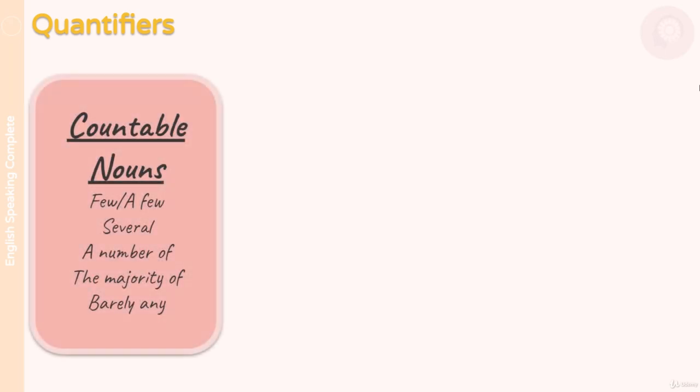So there are different types of quantifiers depending on the type of noun. Really important to remember. And we'll look at the types of nouns later in this lesson. But we have countable nouns, and these are the quantifiers we use for countable nouns. Few, a few, several, a number of, the majority of, barely any. So if we can count how many nouns, these are the types of quantifiers we use. And I've just picked out some ones that I think are really nice to use.